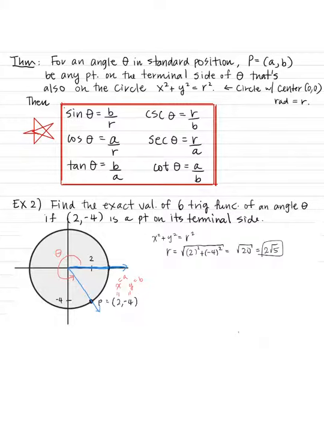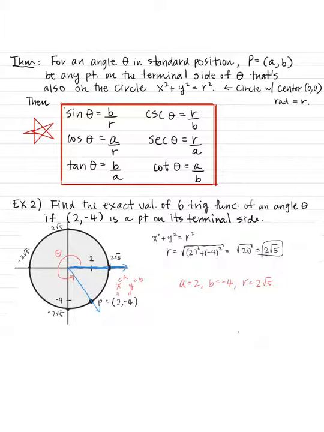So let me write that out. This here is 2 root 5, and this right here is 2 root 5, and this is negative 2 root 5, and negative 2 root 5. Okay, so what do we have going on here? We have a equals 2, which is the same value as x, b equals negative 4, and our r is 2 square root of 5. With that said, we should be able to derive the functions, so let's go.